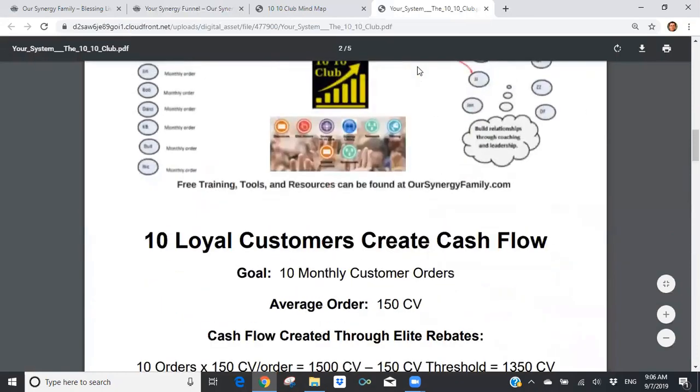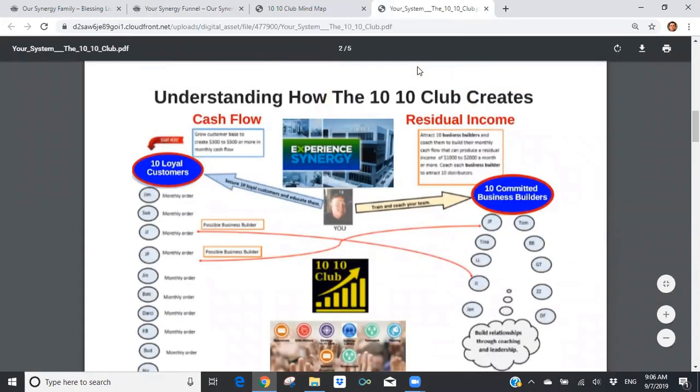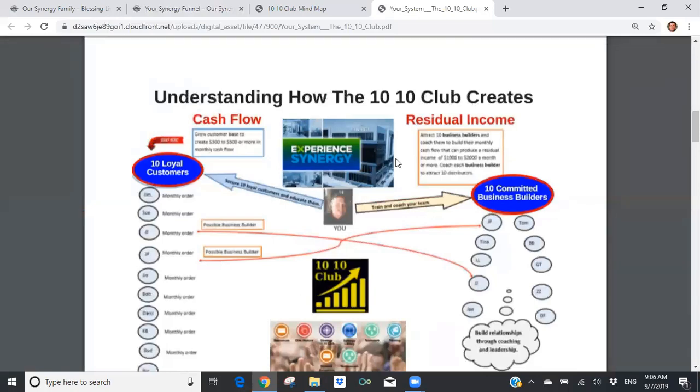And we want to help you understand, again, this 1010 Club. We also have what's called a mind map. The mind map is a one-page PDF that you can download to your computer, you can print it off, and you can put it in front of you so that you can see it on a daily basis to understand what you are doing today to advance your Synergy organization to harness the 1010 Club.